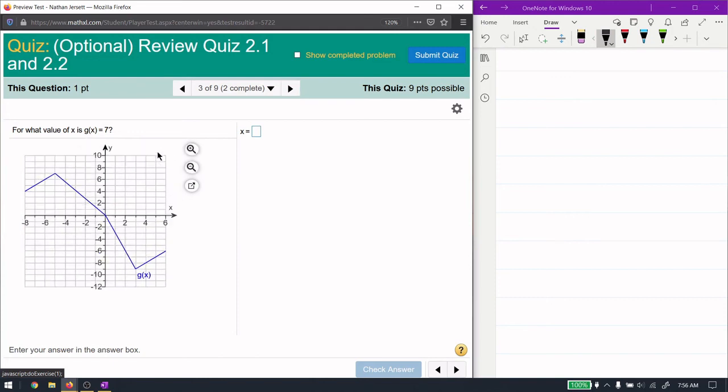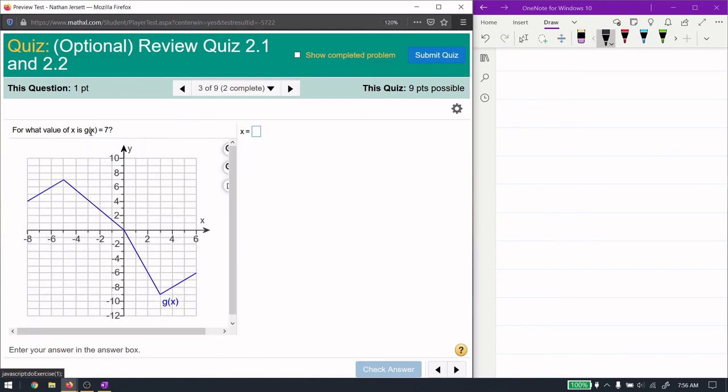Okay, we're trying to figure out what x makes g of x equal to 7. So what x value gives us the function value of 7? In other words, what on the horizontal axis goes up to a value of 7? So you can actually just find points, right? Like if I tried positive 3 here, it goes down to -9. So that's definitely not it. We're looking for positive 7, right? So we're going to actually go up to positive 7, which is right here.